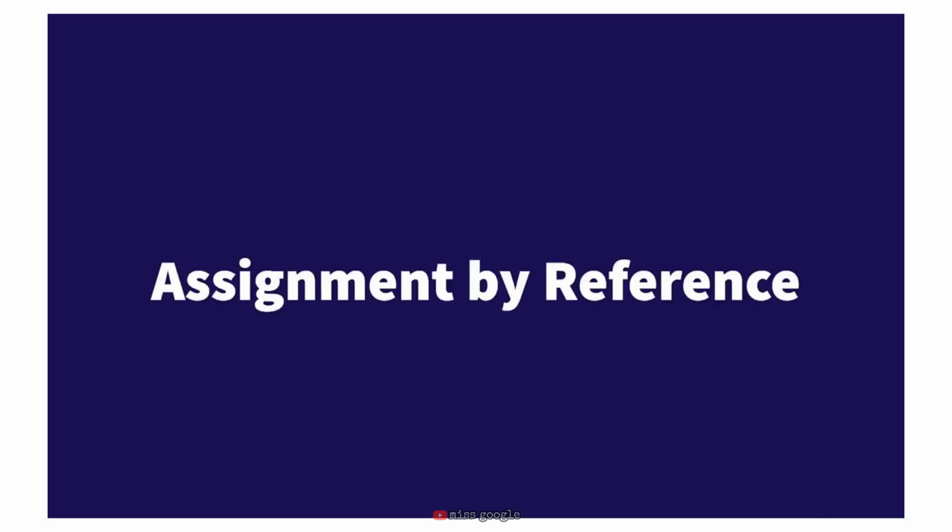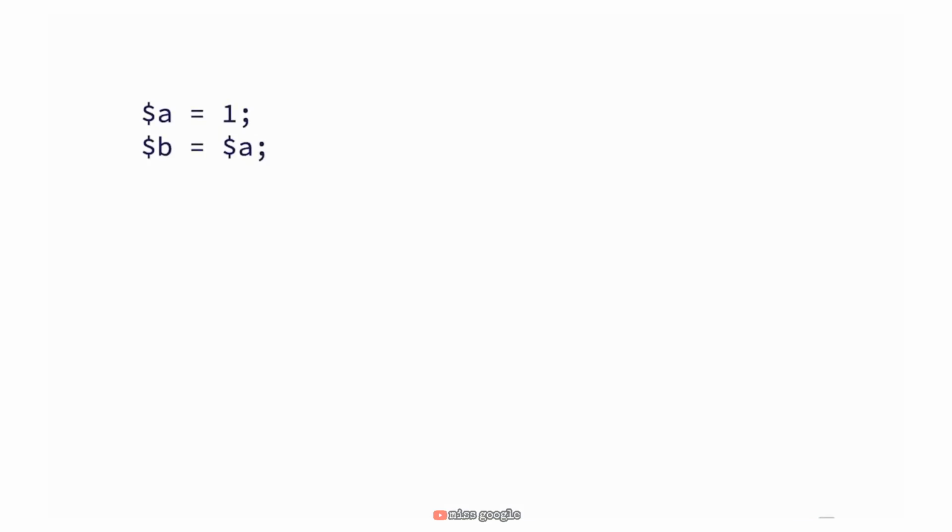Now that we've learned about cloning, we should pause and take a moment to talk about assignment by reference and a key difference that exists in object-oriented programming. Normally in PHP, values are copied whenever we make an assignment. So we have a variable A, we set it equal to 1, and then we have another variable B, we set it equal to A. We would expect B to be equal to 1. And if we change the value of A to something else like 2, we would not expect the value of B to change. It should still be equal to the value 1.